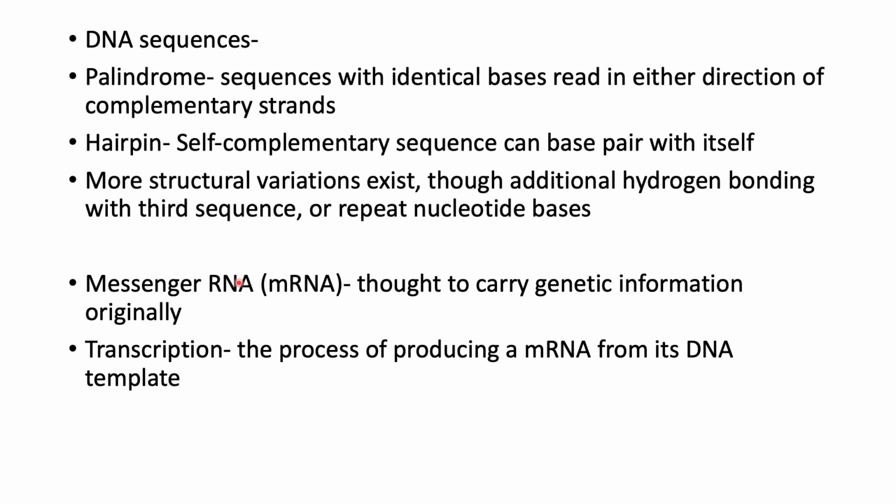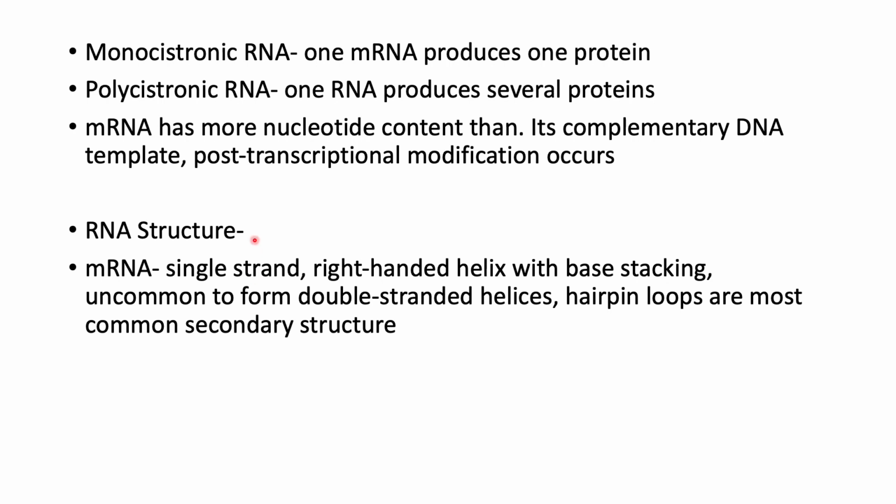But messenger RNA is a molecule that has a great deal of flexibility to it. Monocistronic RNA is where one messenger RNA produces one protein. There's also polycistronic RNA, where one messenger RNA strand produces several proteins. Messenger RNA has more nucleotide content than the complementary DNA template, because of post-transcriptional modification that occurs.